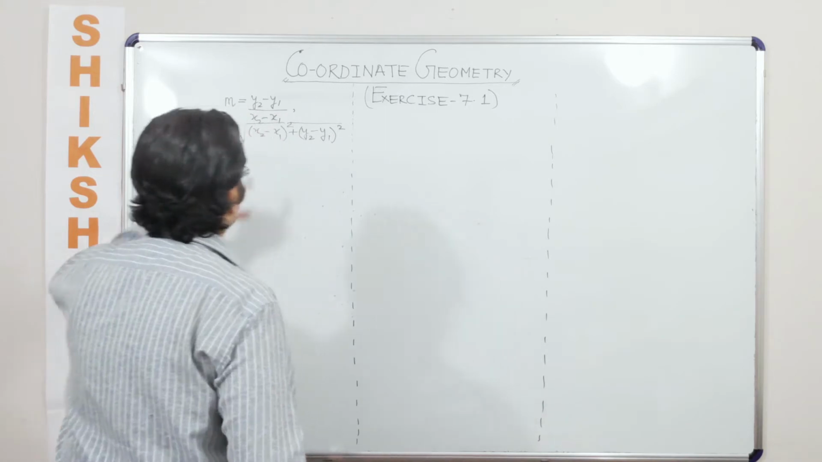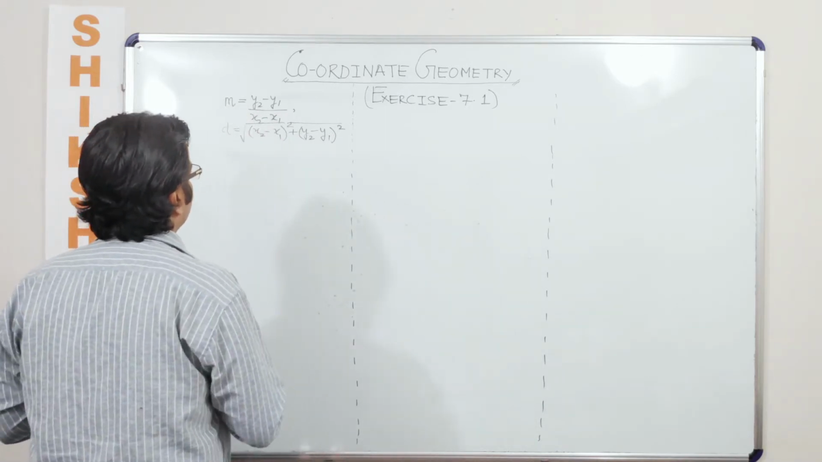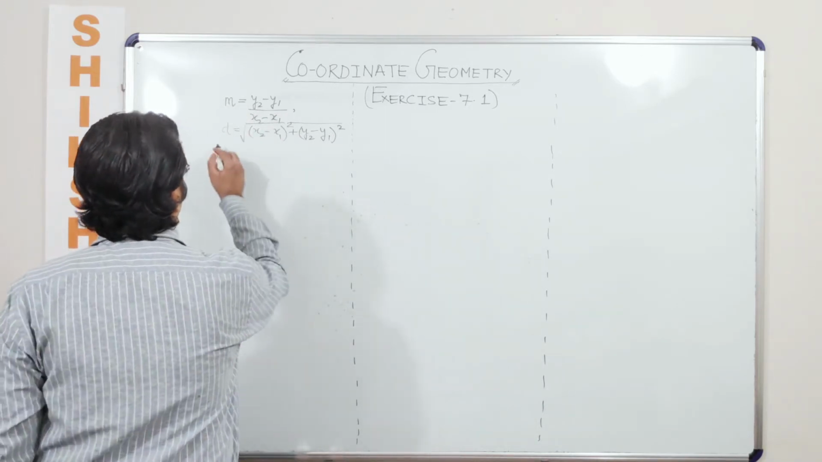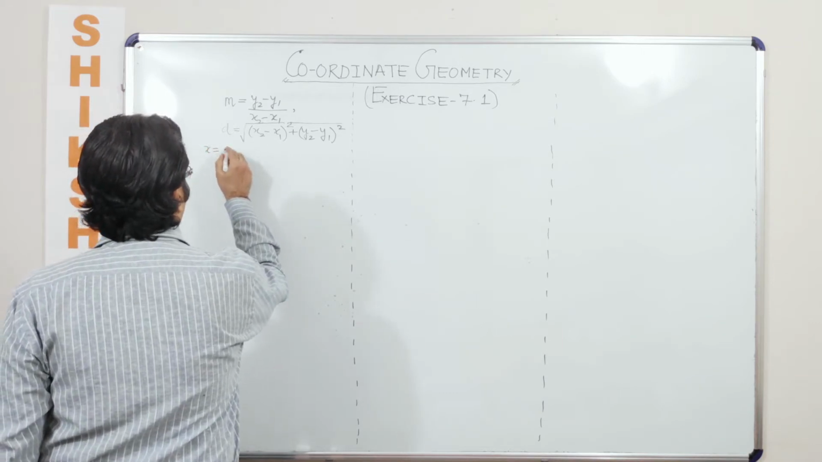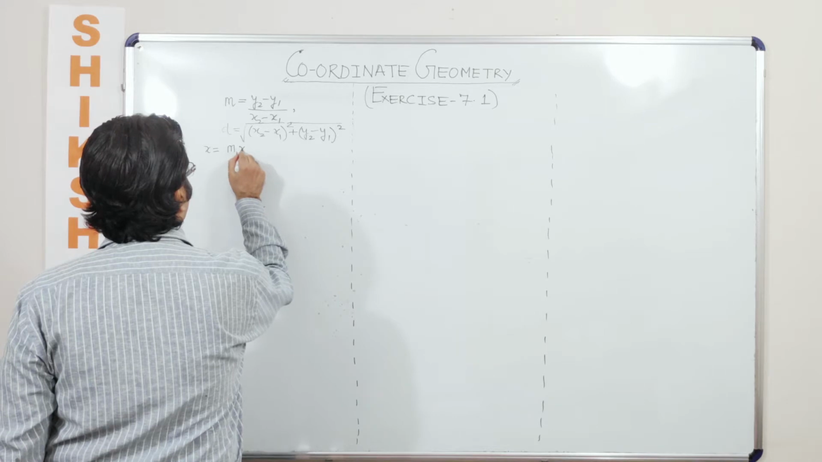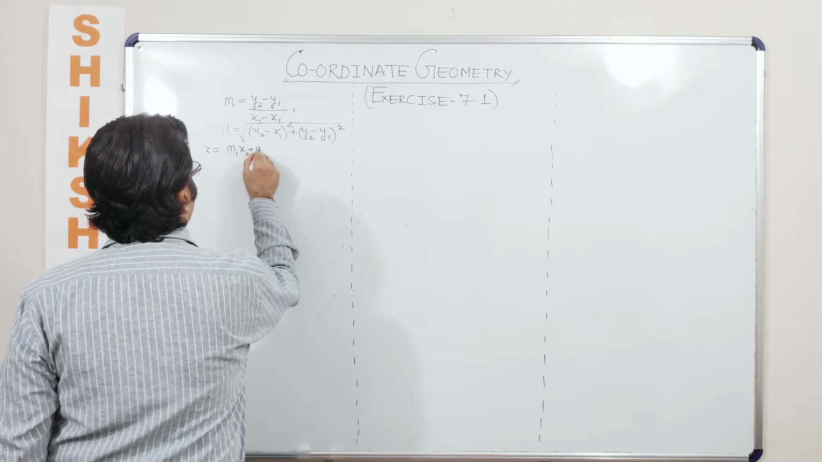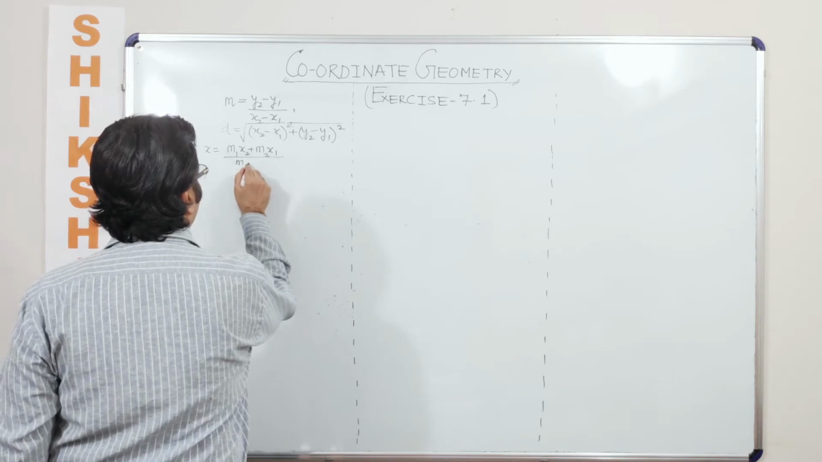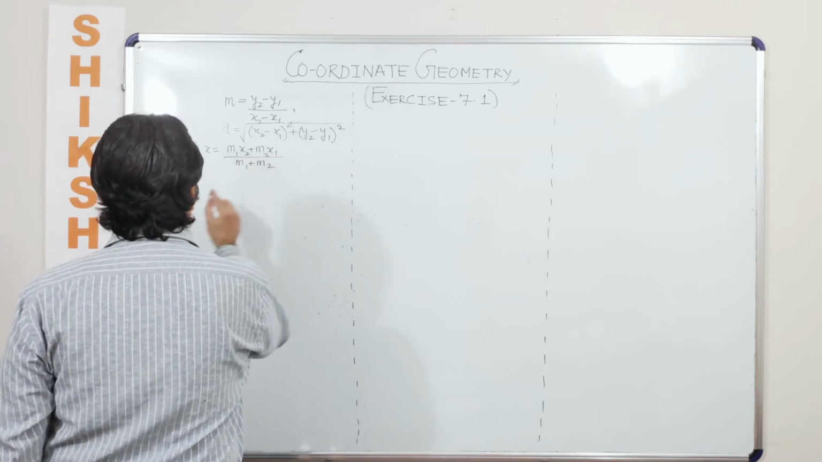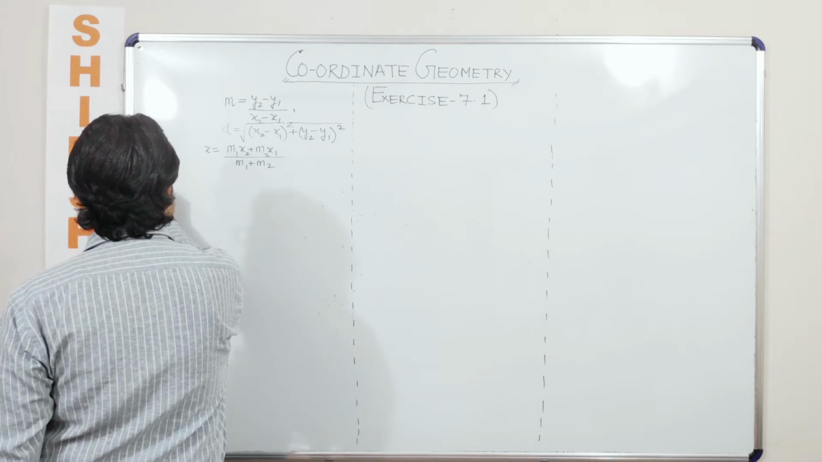Similarly, we can find out the distance between any two points, and then we note the section formula also. The section formula says that if I have to ascertain the value of x, it is m1 times x2 plus m2 times x1, divided by m1 plus m2, and the same for y. So these are a few formulas that we will be using throughout our discussion.